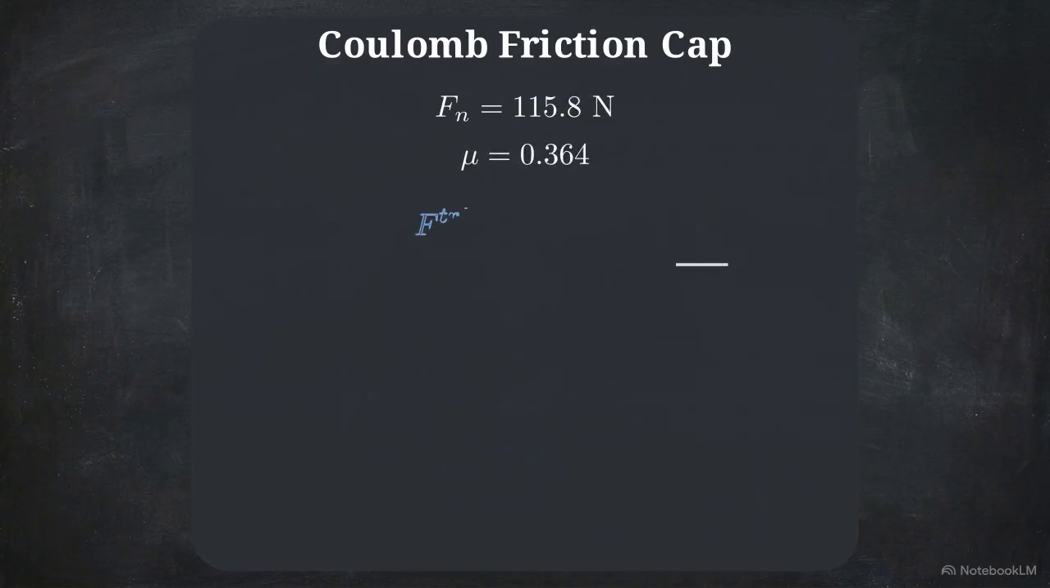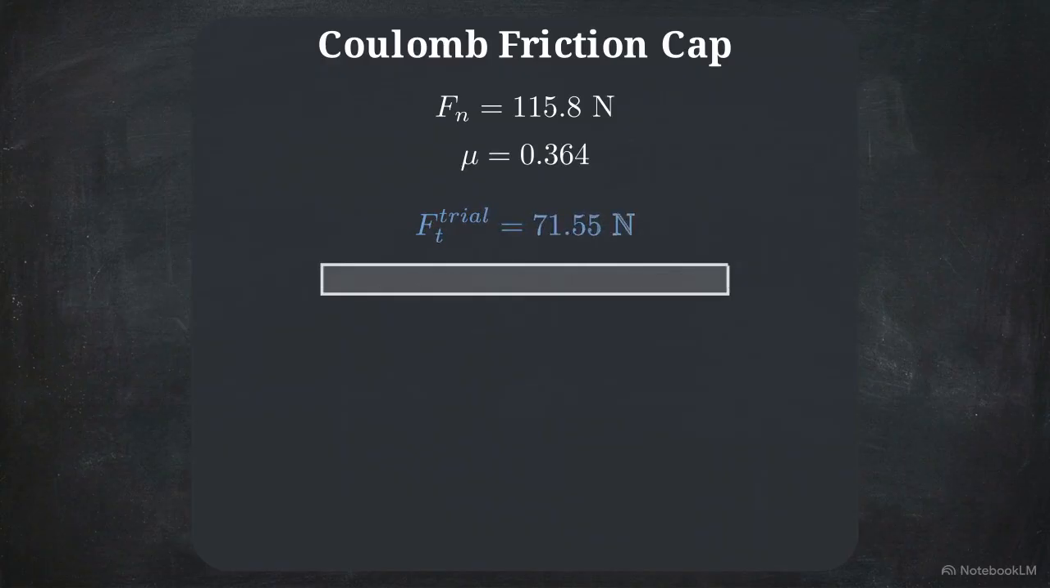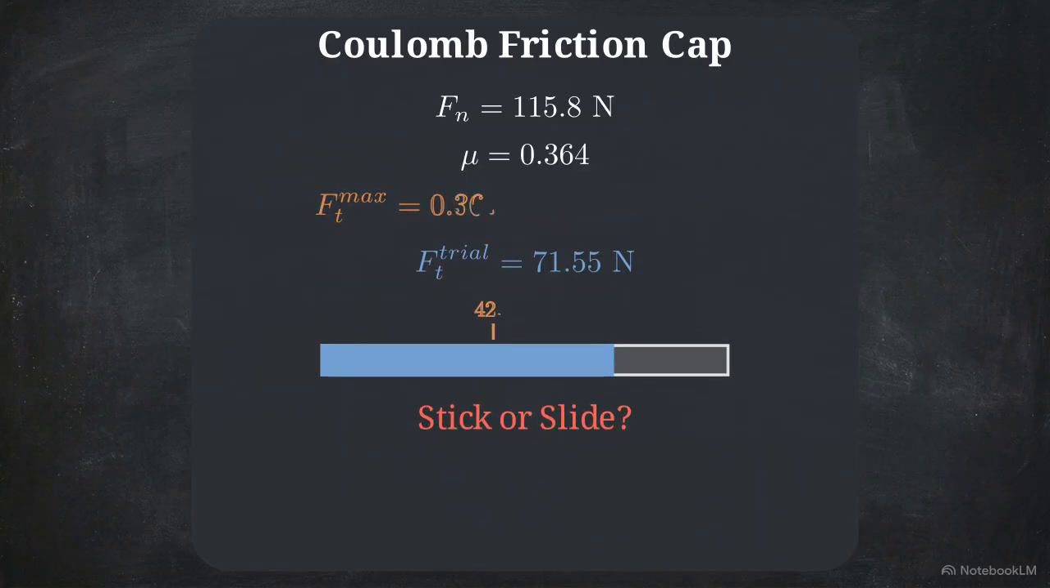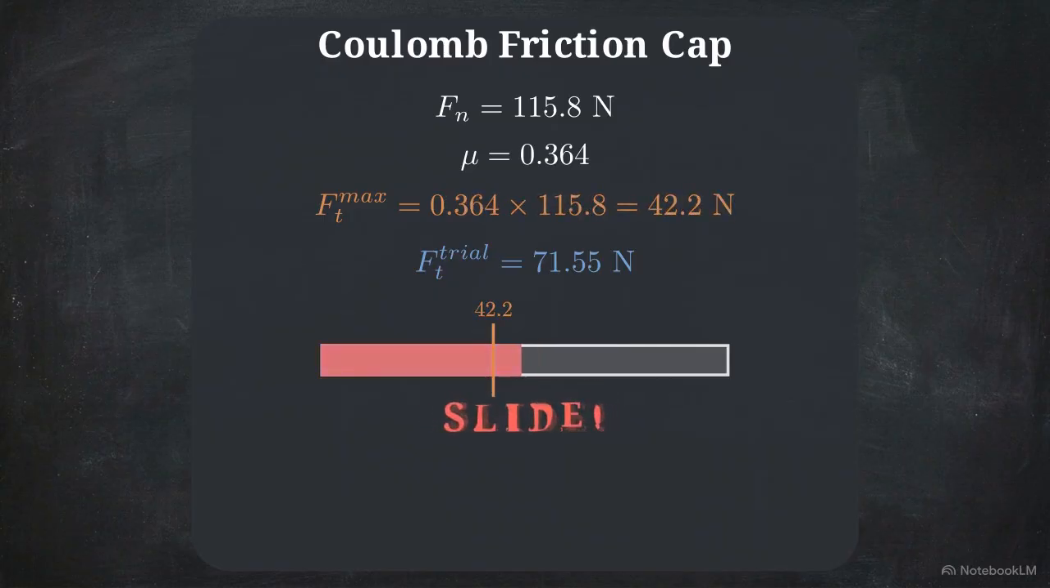Let's test this with actual numbers. Our normal force is 115.8 newtons. Our friction coefficient is 0.364. The sideways slide generated a trial tangential spring force of 71.55 newtons. Does the contact stick or slide? To find out, we multiply the friction coefficient by the normal force, getting a cap of 42.2 newtons. Since our trial force exceeds the cap, the object slides. The final friction force locks at exactly 42.2 newtons.